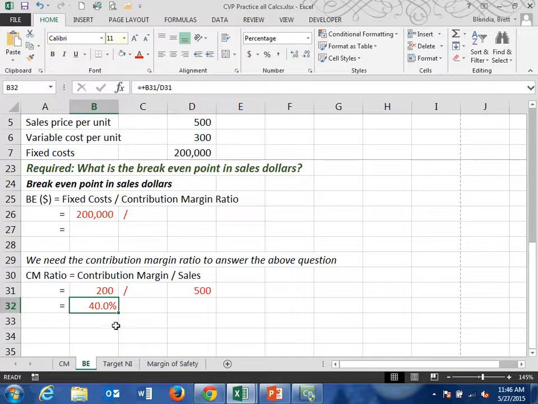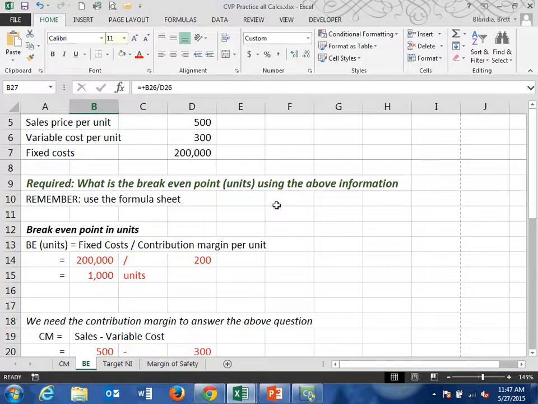Now I can take that 40% and backfill it into the first calculation. My fixed costs are 200,000. My contribution margin ratio is 40%. So therefore, 200,000 divided by 0.4 gives me a break-even point in dollars of $500,000. So if I sell $500,000 worth of these DVDs, I will break even. If I sell anything less than that, I start to lose money. If I sell anything more than that, I make money. That's how it works. That's what the break-even point is.